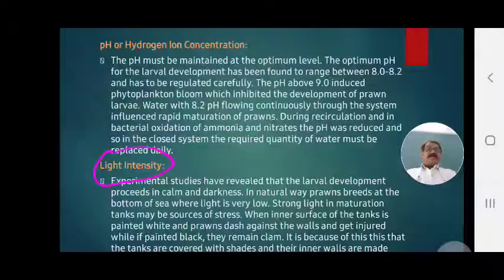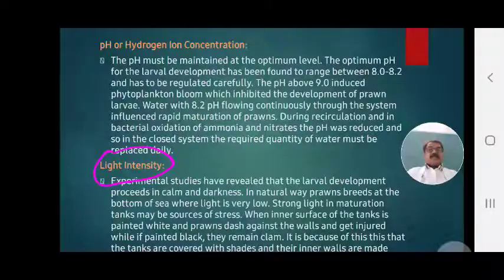Why is light intensity important? Experimental studies by different investigators and scientists have revealed that larval development proceeds in calm and darkness. Larvae of Penaeus indicus and Penaeus monodon grow and develop well when the water is calm and dark. Naturally, prawns breed and spawn at the bottom of the sea, where light is very low.